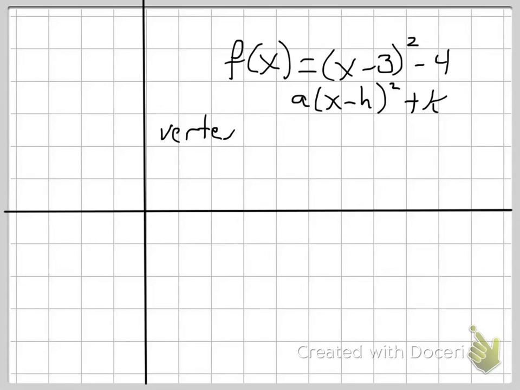Notice that the h will be kind of the opposite. So instead of minus 3 there, we're going to use positive 3. That's where it's going to be zeroed out. So our vertex for this particular graph is 3, and then the k is always the same, so 3 and minus 4. Okay, then we'll go ahead and do our number system.